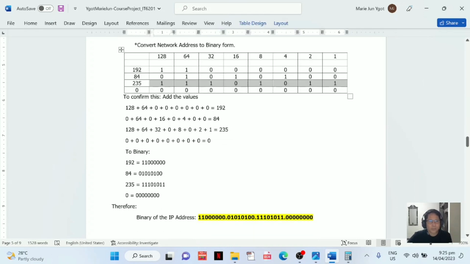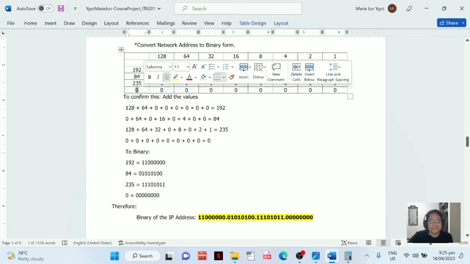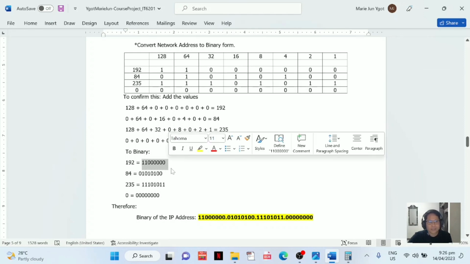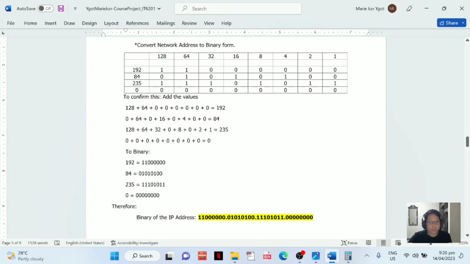Okay, so our last is 0. So we also put all zeros here. So 0 plus 0 plus 0 plus 0 plus 0. So 8 zeros is equal to 0. So our binary form of 192, we have this one. That's why our binary form is 1 1 and then 6 zeros. So 1 1 0 0 0 0 0 0.